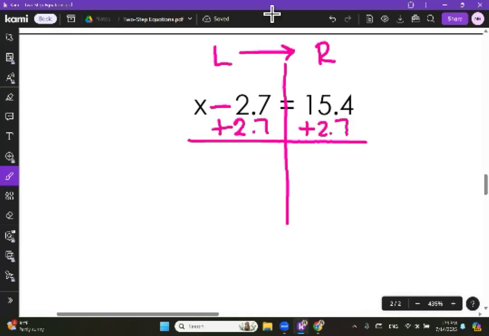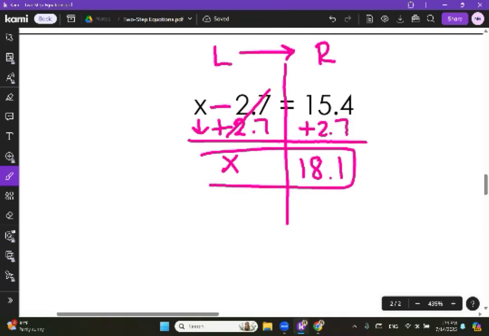Complete and clean it up. X comes down. 15.4 plus 2.7 is 18.1. That one probably could have used a calculator for it.